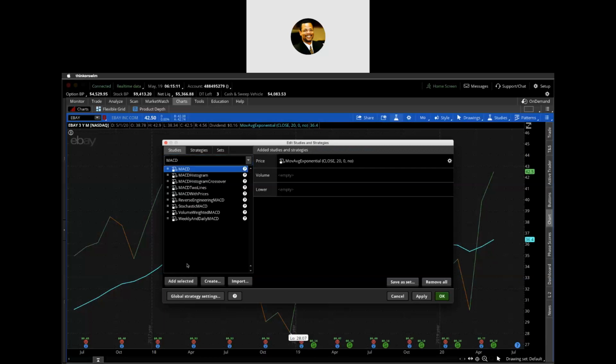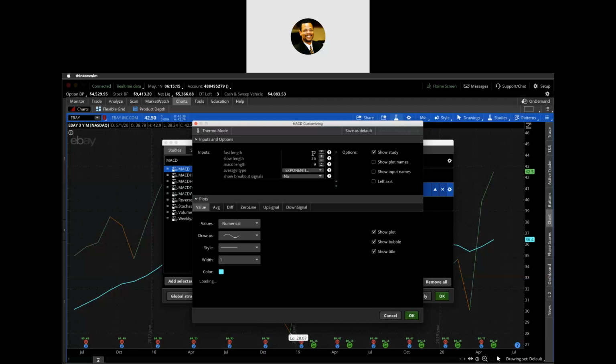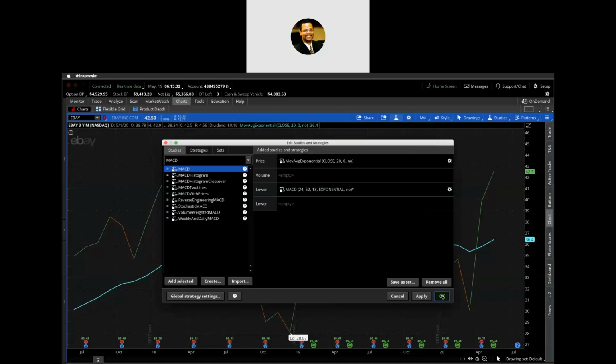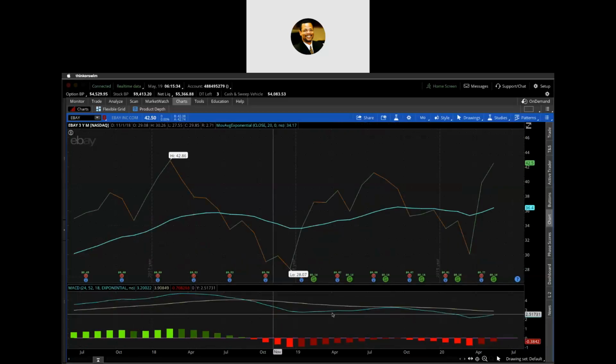So I'll go and I'm going to add my MACD. I'm going to change the MACD from the default 12/26/19 to 24/52/18, which is basically just extending the length of the time period so I can get a view. And I'll leave the colors whatever they are by default. I'll apply it. Now it adds the MACD down here at the bottom.